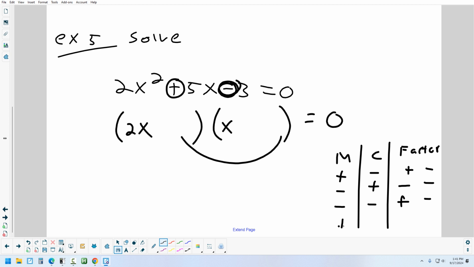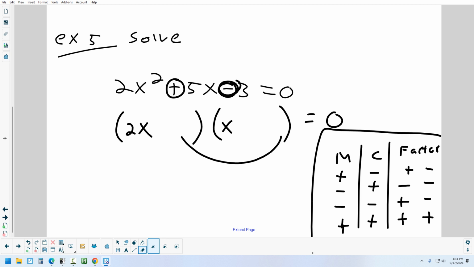And the only one I'm missing is a positive and a positive. Anybody remember what that is? Yep, two positives. Okay, so there's a chart that would hopefully remind you how to factor if you don't remember, at least to get the signs right. So this one is positive in the middle, negative for the constant: positive, negative.